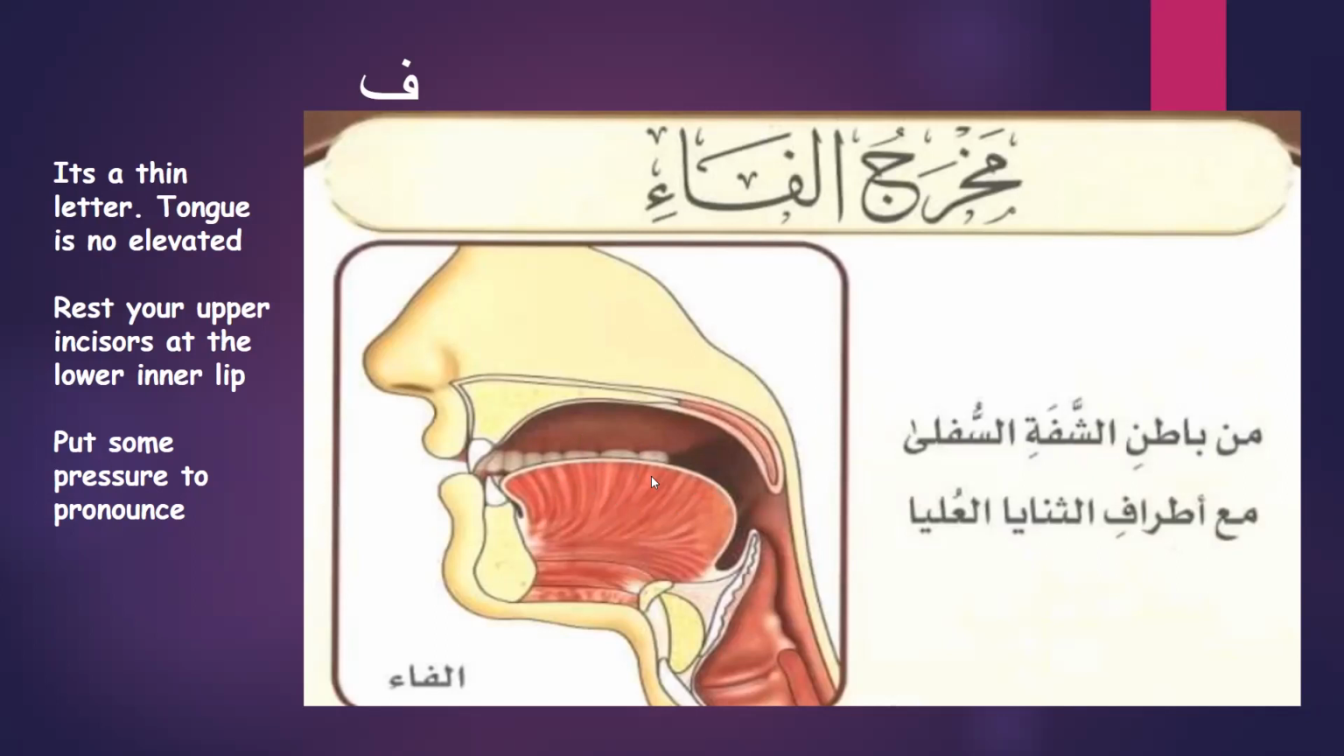This is the position of our organ that shows that the sound will come out straight away without being retained in the mouth. So there is no heaviness. The sound will be light. So to pronounce the letter fa, again, rest your upper incisors at the lower inner lip and put some pressure to pronounce the letter fa: f, fa, fi, fu.